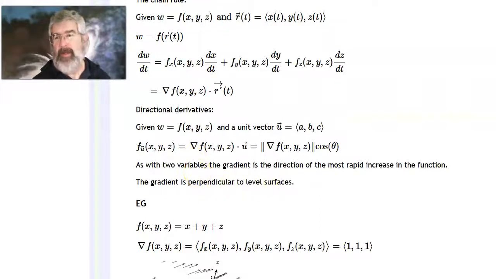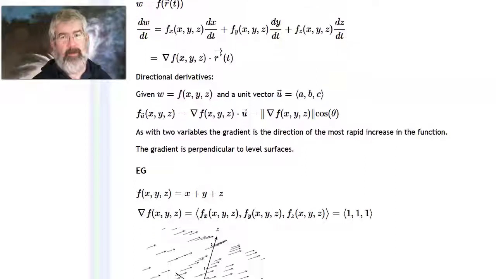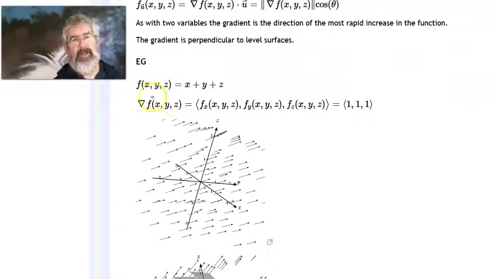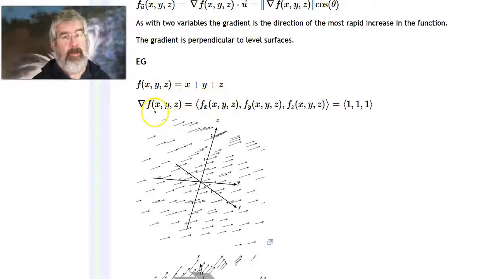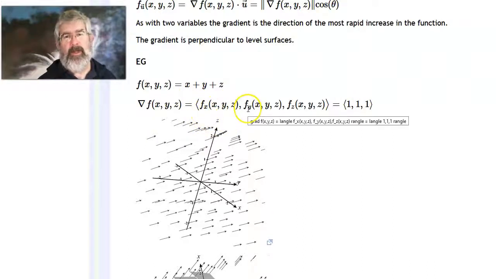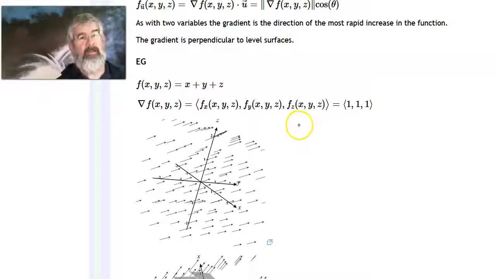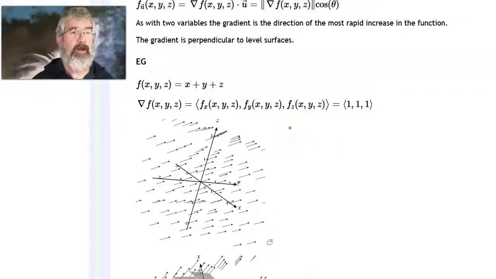Here's an example. Actually, here's a bunch of examples. We're going to get them more and more complicated as we go. First one is just f of x, y, z is x plus y plus z. When you take the gradient of this, the gradient is a vector. First component is the partial with respect to x, which is 1. Second component is the partial with respect to y, which is 1. Third component is the partial with respect to z, which is 1. This has just a constant gradient of (1, 1, 1). And the vector field looks like this.